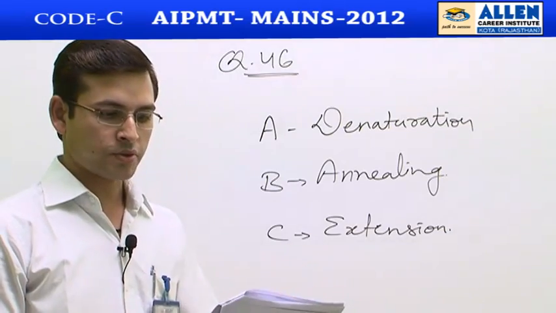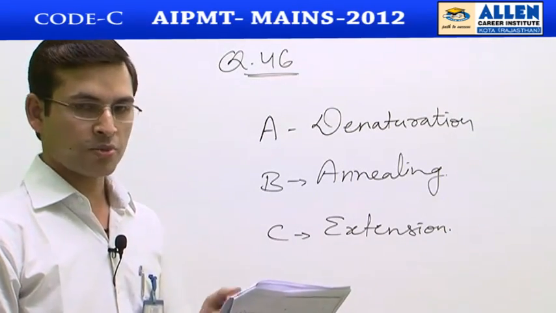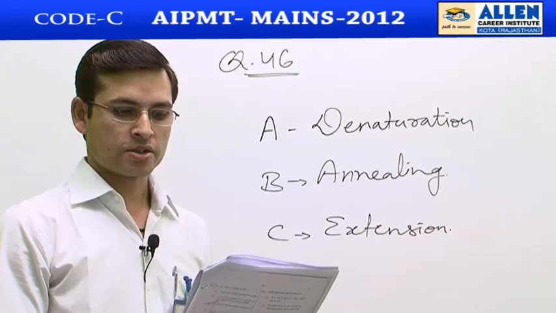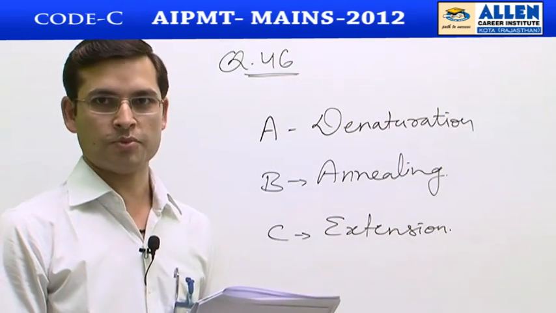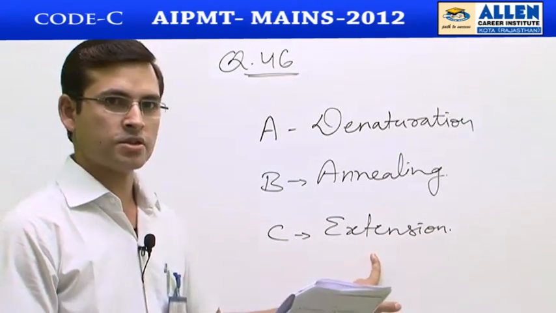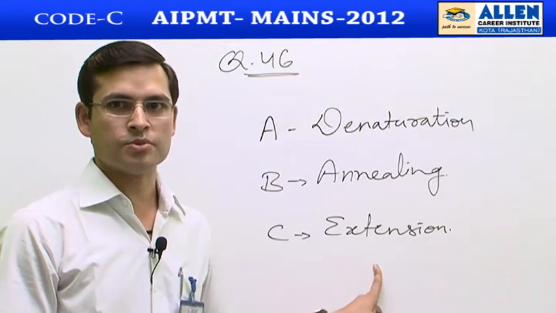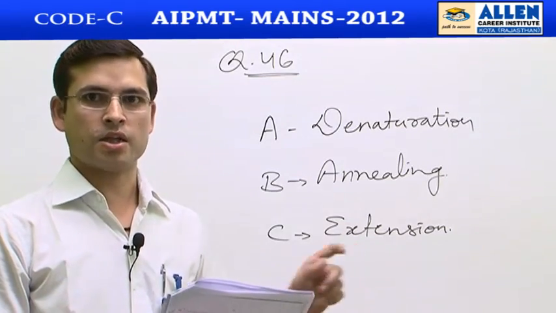So now we have to look at some matches here. Option number first has C, the extension in the presence of heat stable DNA polymerase. The C step is extension, and in this step the enzyme DNA polymerase is used. This is the correct option.